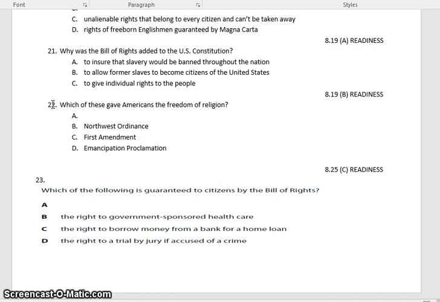22. Which of these gave Americans the freedom of religion? Freedom of religion. B. Northwest Ordinance. C. First Amendment. D. Emancipation Proclamation.